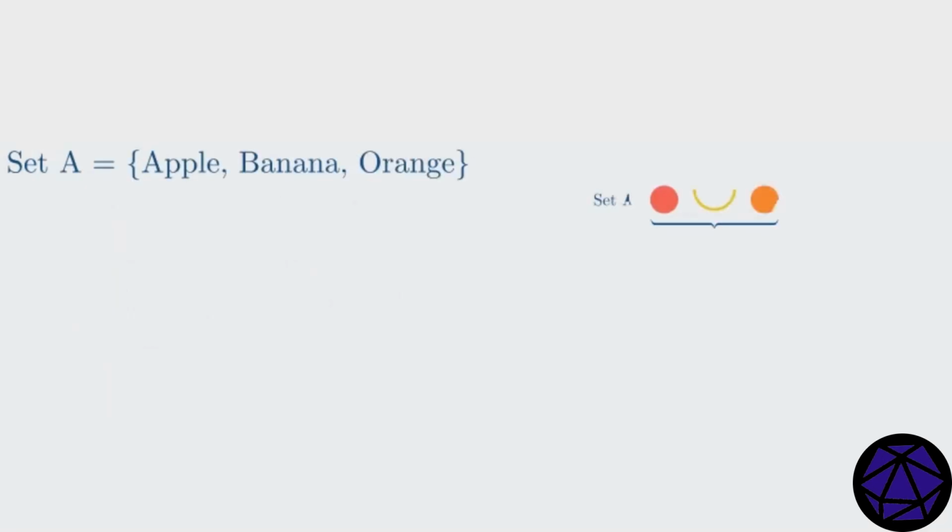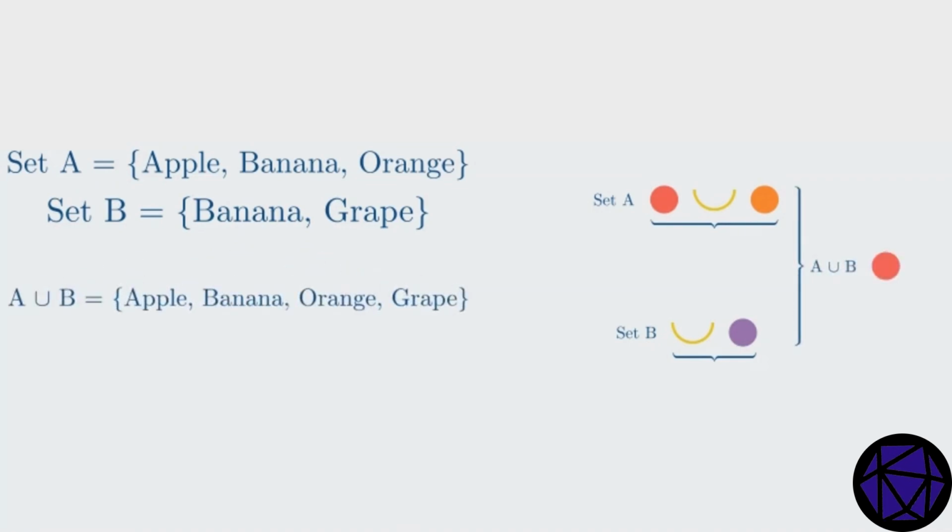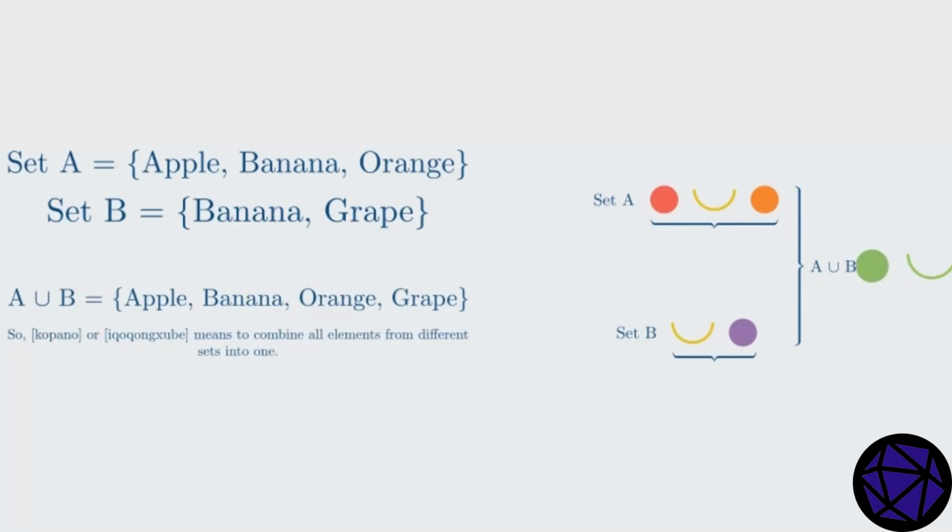Let's use our fruit sets one last time. Set A has an apple, a banana, and an orange. Set B has a banana and a grape. The union of A and B, written as A union B, is the set of all fruits that are in set A or in set B or in both. We list every unique fruit from both sets. We have an apple, a banana, an orange, and a grape. We only list the banana once. So the union is the set containing the apple, banana, orange, and grape. So kopano, or iqoqo, means to combine all the elements from different sets into one.